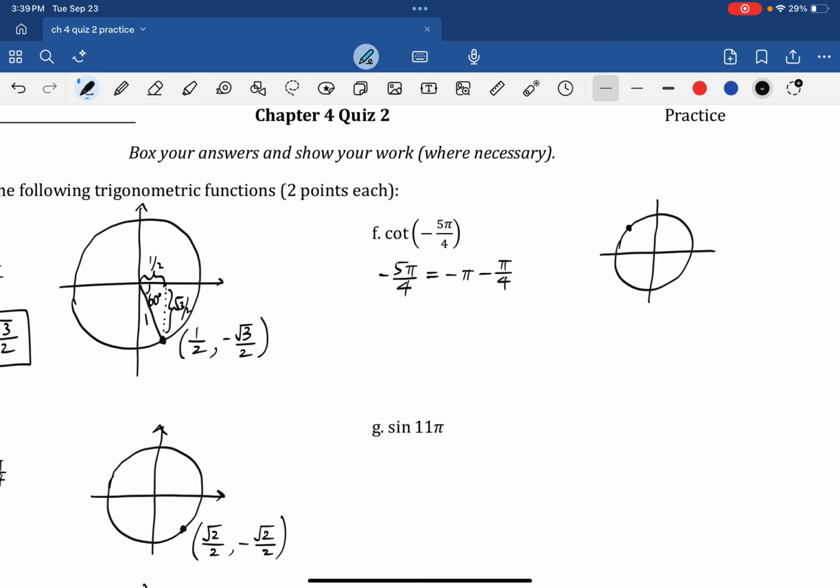So that's the negative 5 pi over 4 angle, and the coordinates of this point are just the same as what we just found. Negative root 2 over 2, comma, positive root 2 over 2. And so cotangent is 1 over tangent, or cosine over sine, right? Cosine over sine. So in this case, that would be the x value first on the top over sine on the bottom, which leaves us with negative 1, their cotangent.